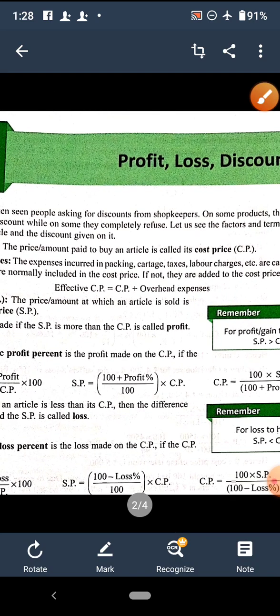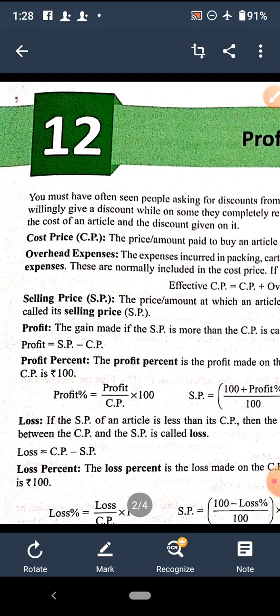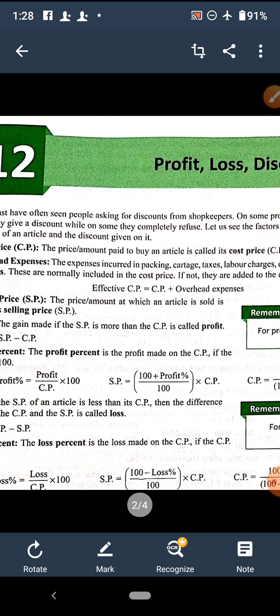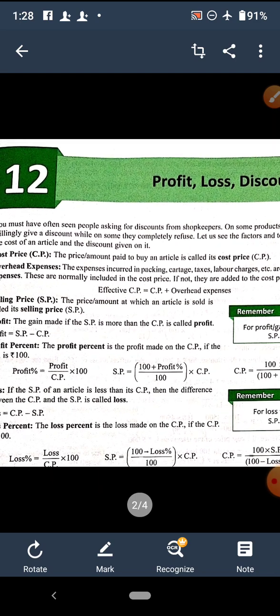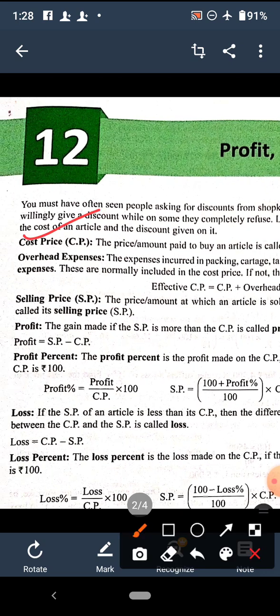So the first point to understand in this chapter is cost price. The price or the amount paid by the customer to purchase an article is known as the cost price. Cost price means the price at which you are purchasing the article.